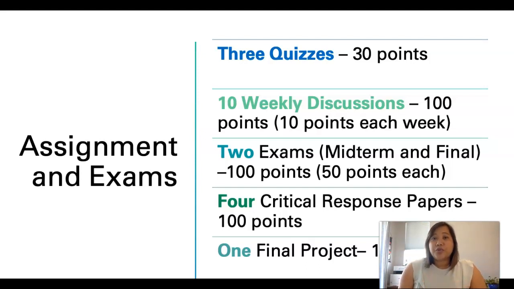Each paper is worth 25 points, and since you're going to write 2 papers before midterm exams and then another 2 papers before final exams, in total in this course you're going to write 4 critical response papers, and together they're worth 100 points. And then for the final project, you're going to write a bit longer paper.